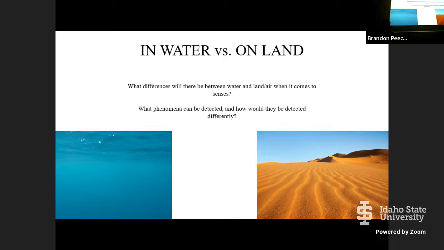Light bends differently underwater. And okay, so light bends differently. What's the difference? Give me some more. You can't see as far underwater. That's true, we can't see as far underwater.